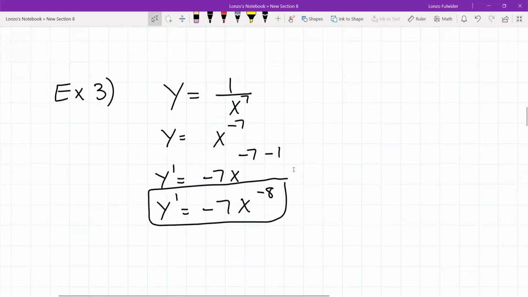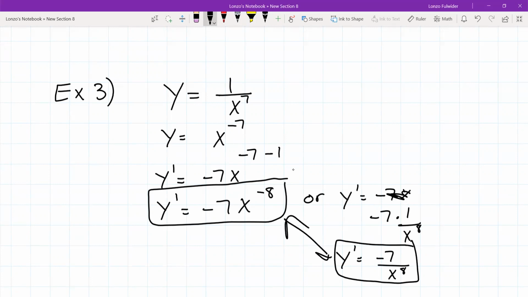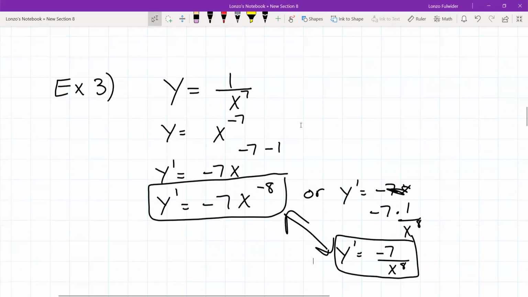Sure, you can put it in a positive power if you want, though you don't have to unless they say so. You can also rewrite this as y prime equals negative 7 times 1 over x to the power of positive 8. That's how you write a negative power as a positive. So you can rewrite this as negative 7 over x to the 8th. These two are the same thing, so I don't think it matters unless they ask you to put the final answer in positive power.